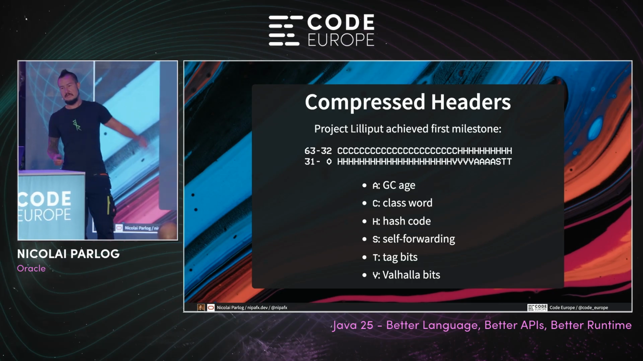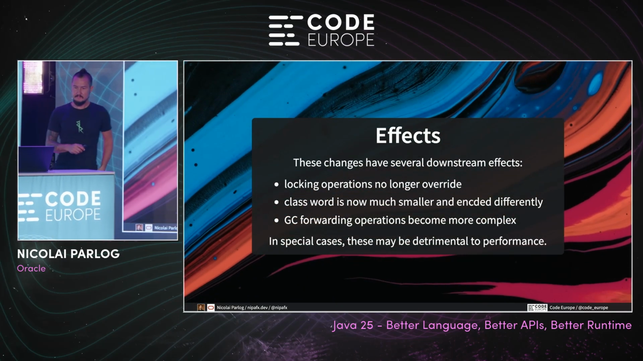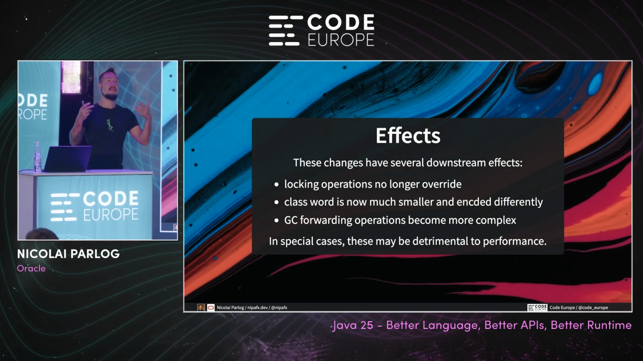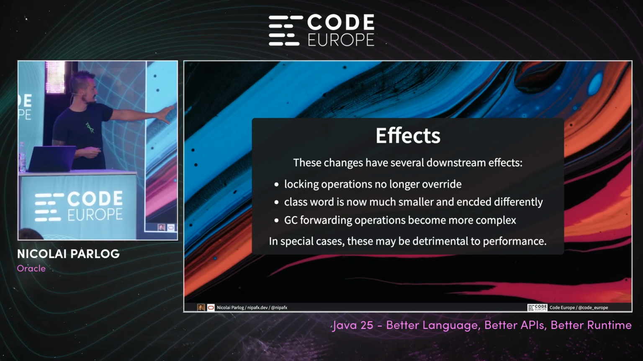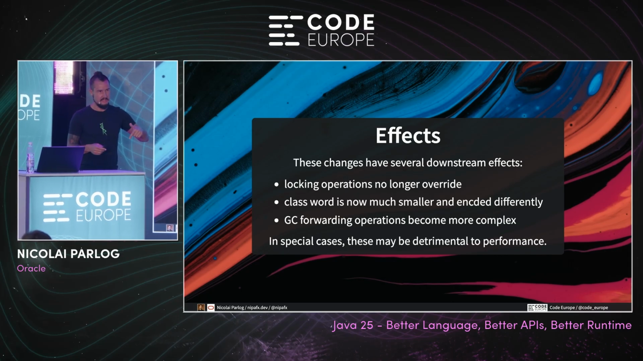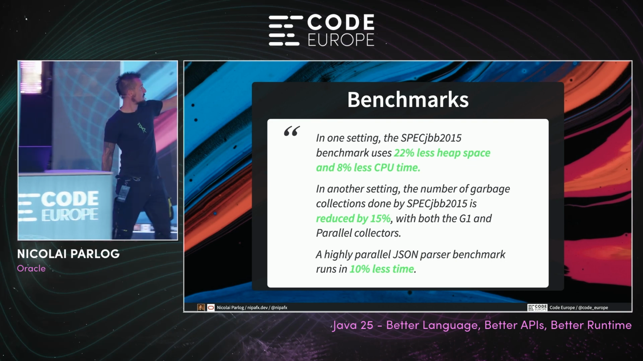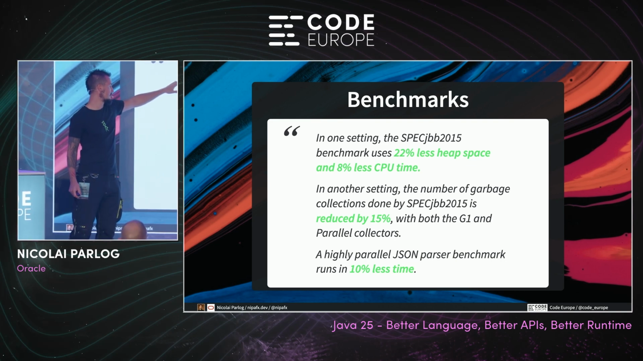And what those bits exactly are, again, you can study this if you want to. But they have several downstream effects. As I said, these different subsystems collide there, and these effects mean that in some special cases, the performance might actually be worse. And so that's why, at the moment, these object headers are not on by default. We'll get to that. But generally speaking, benchmarks are promising. We see, look, 22% less heap space, for example.